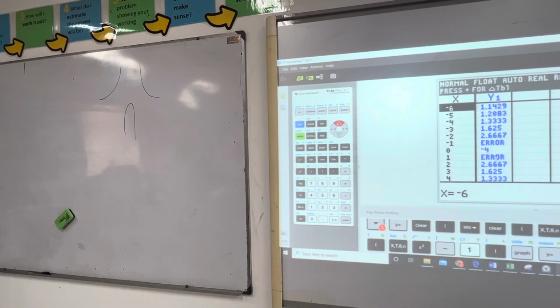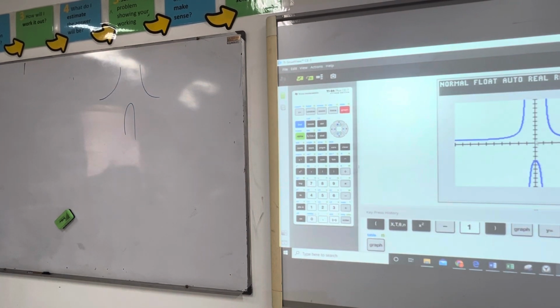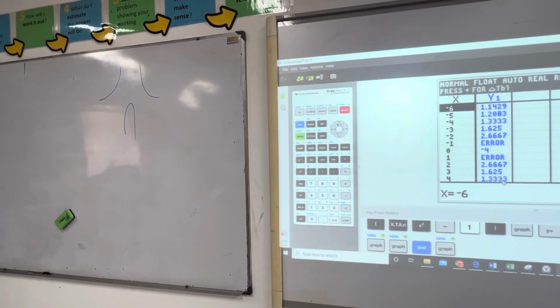Okay, where's the y asymptote? From the graph, it's somewhere that these 2 lines are tending towards. There's some barrier here. It's making that shape. How do we find that? Well, we can use our table again. We just go second graph, and we just check the table.